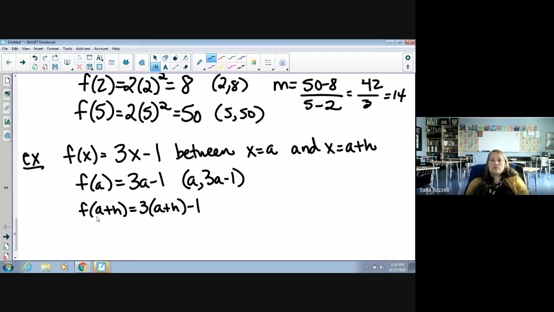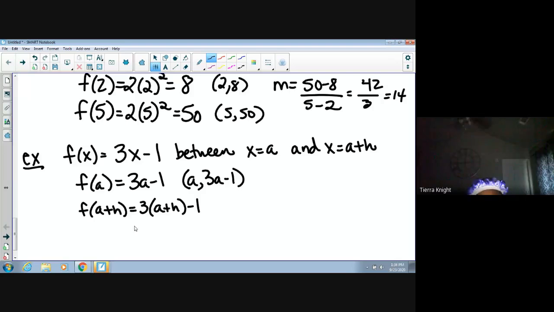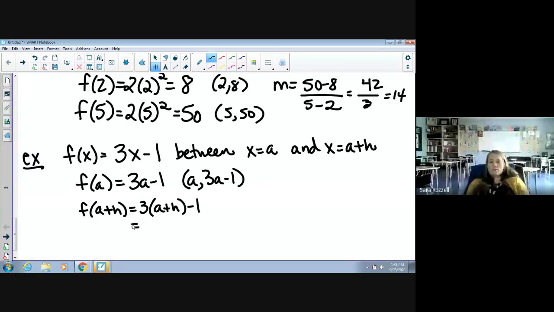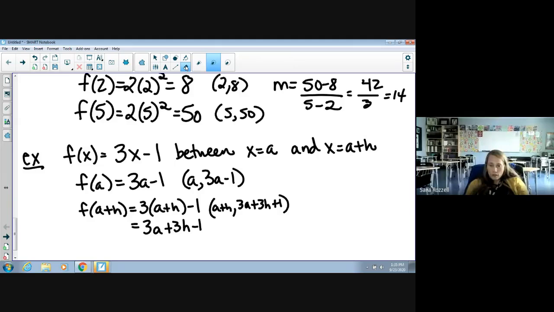What do we need to do? Distribute. Yeah, distribute. So we have 3a plus 3h minus 1. There's nothing else we can do there. I picked one that didn't have a squared. If you have a squared, you're going to have to FOIL it out and everything. So this ordered pair is a plus h, and then 3a plus 3h plus 1. Minus 1, sorry.